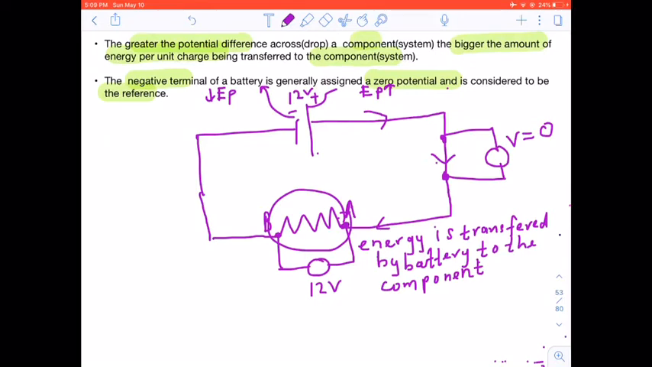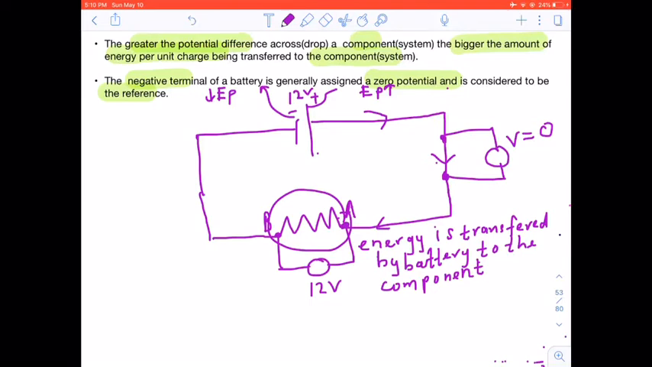And because the battery is 12 volts, we find that the potential drop across that resistor is 12 volts. If I had 14 volts or 20 volts, then the potential difference would be 14 or 20 across this particular resistor.